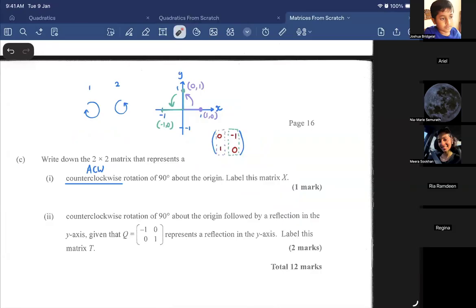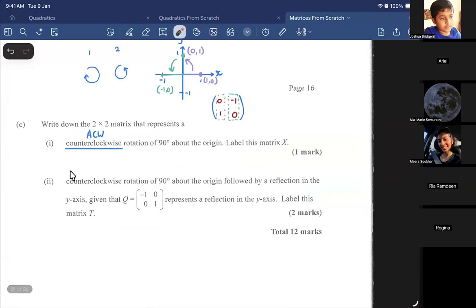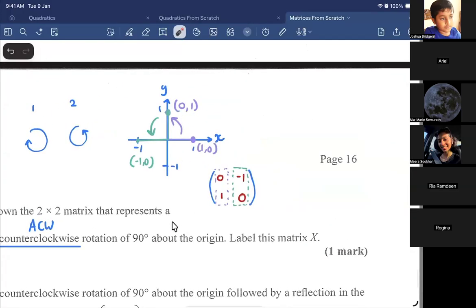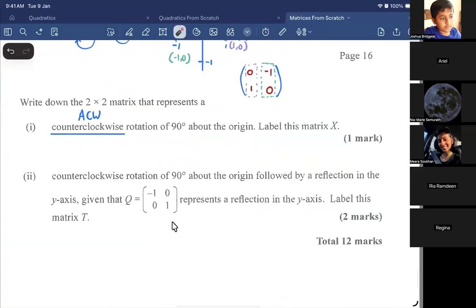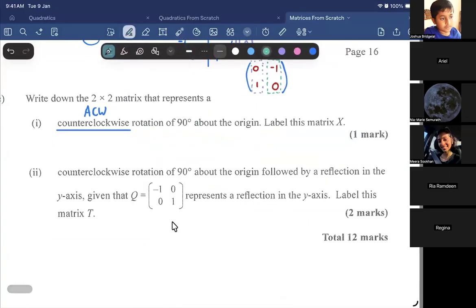So now that we understand how to come up with it in the exam, let's continue. So part 2. Okay, Ria, give part 2 a read for me. Counterclockwise rotation of 90 degrees about the origin, followed by a reflection in the y-axis. Given that Q equals -1, 0, 0, 1 represents a reflection in the y-axis. Label this matrix T.